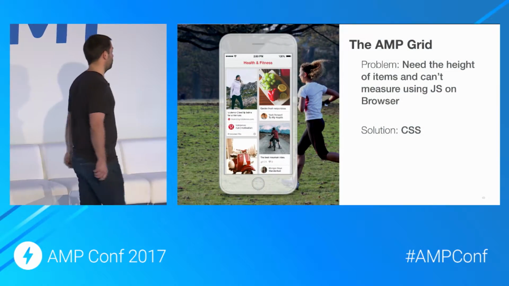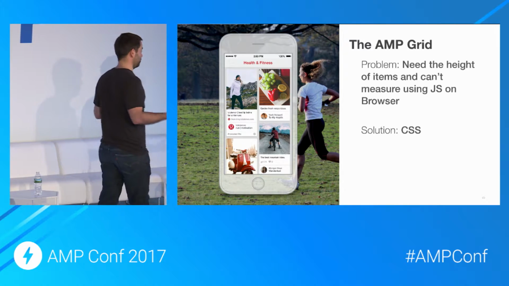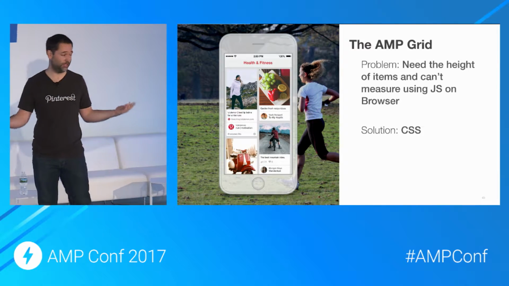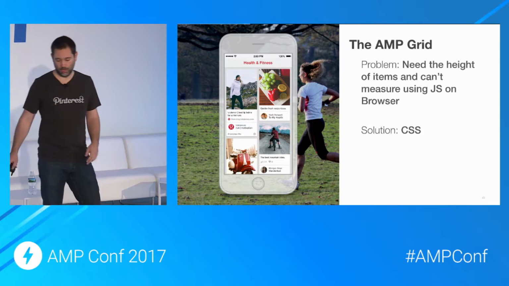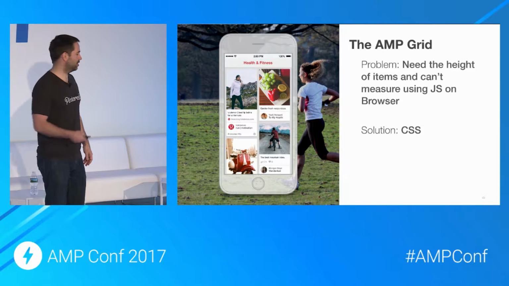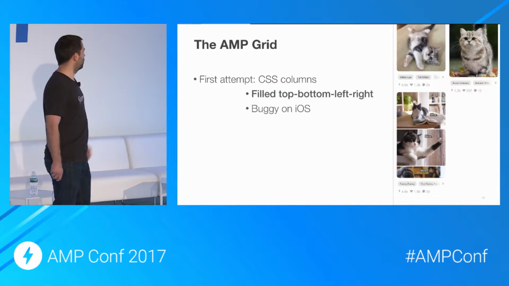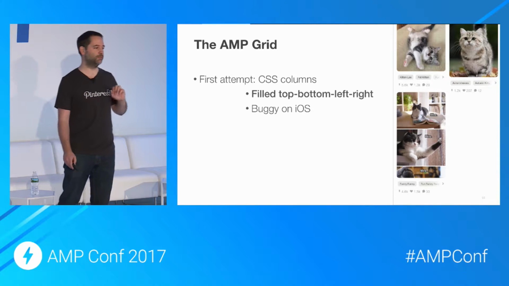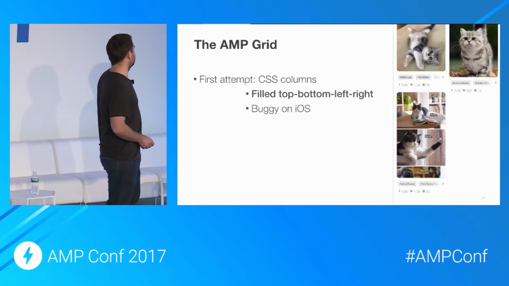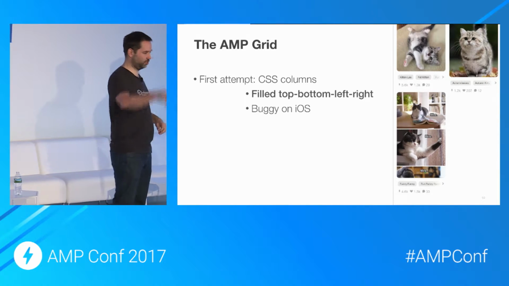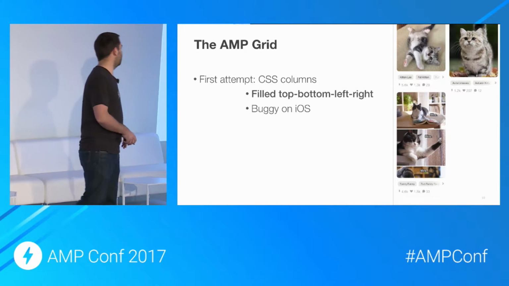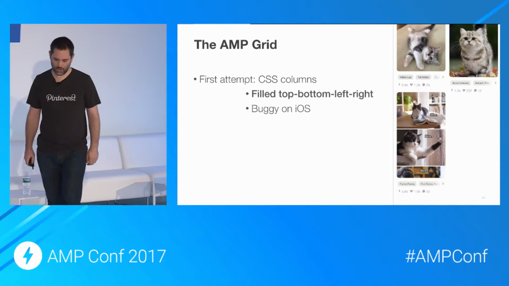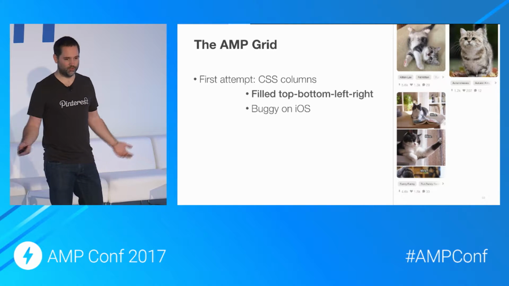So how did we take this to AMP? You need the height of items, but you can no longer measure it using JavaScript in the browser. So the only way to do this is ultimately through CSS. We took a look at a bunch of different mechanisms out there for achieving this. The first one was to use CSS columns. There are always going to be some trade-offs with these approaches. In this case, it's filled top to bottom, so first column down, second, et cetera, and then left to right. The result is usually that the last column looks kind of off, but that wasn't such a big deal. We could have lived with that ultimately.